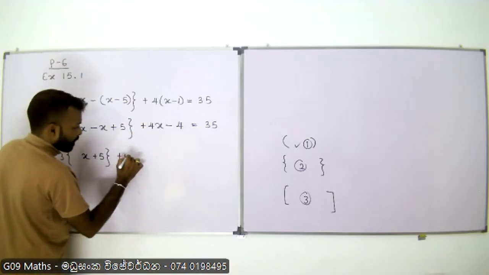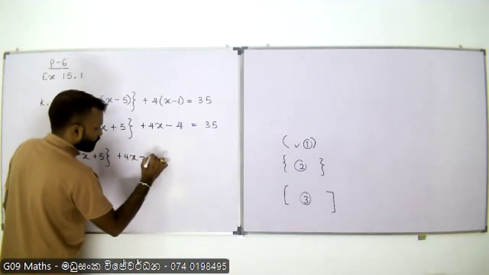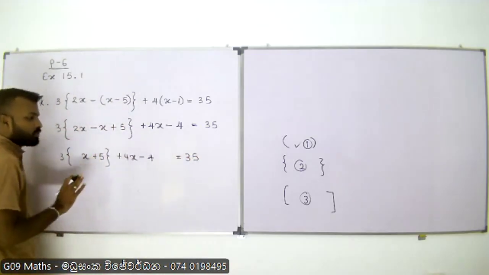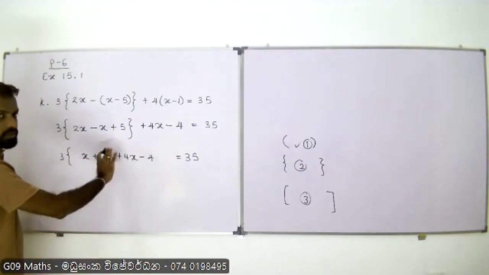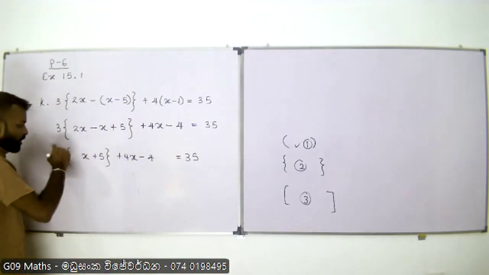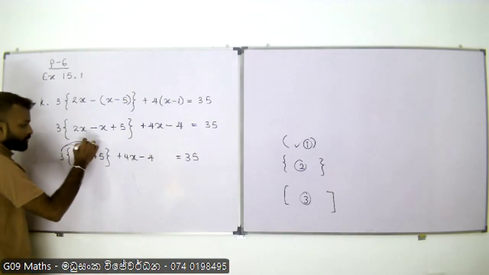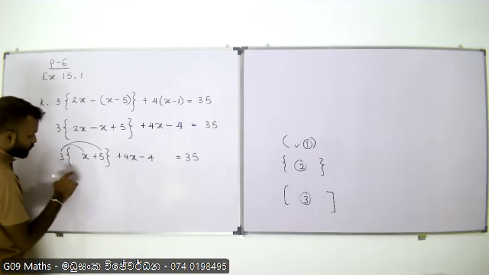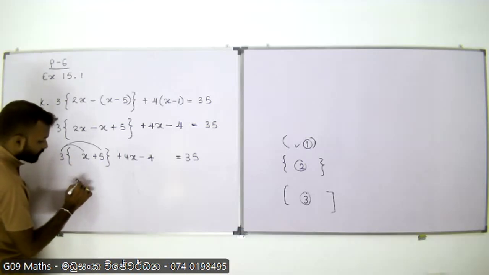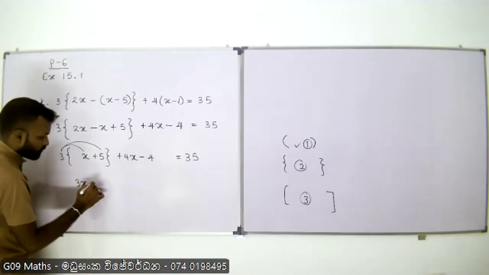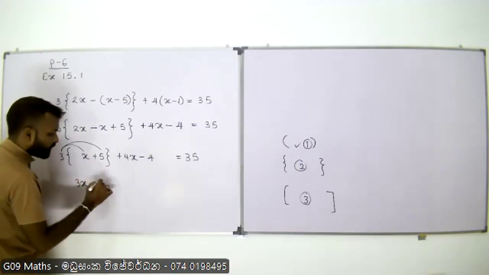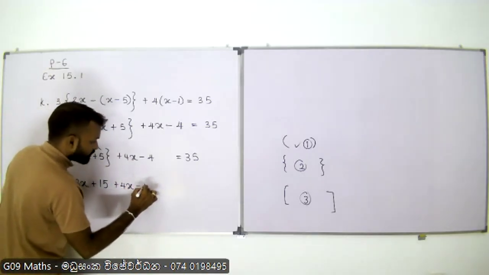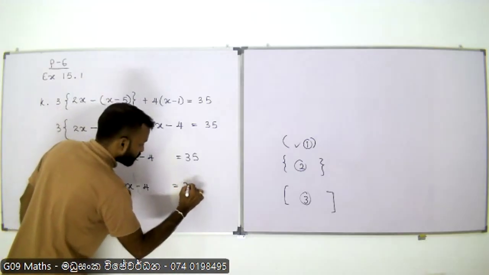Here plus 4x minus 4. Now if you have already tried this, you can check your steps because I have given these things as homework. Now I am going to remove the bracket by using the number 3, positive 3. Positive into positive, positive. 3 into x, 3x. Positive into positive, positive. 3 into 5, 15. Now I have plus 4x minus 4 equals 35.